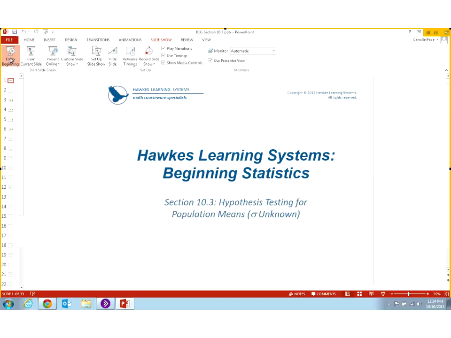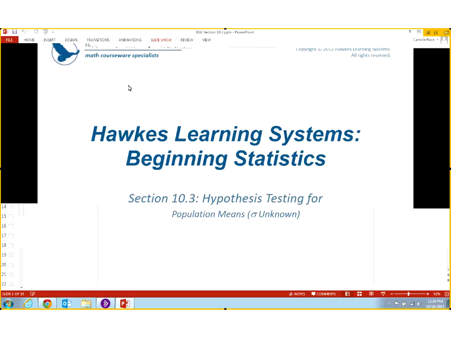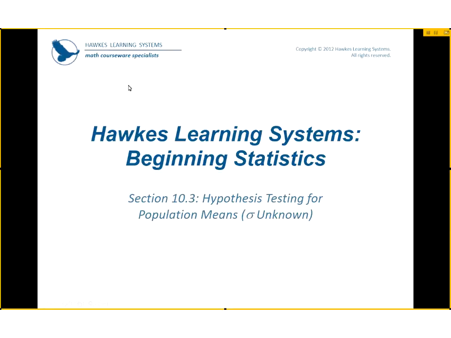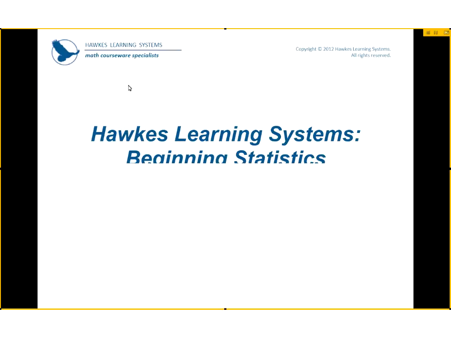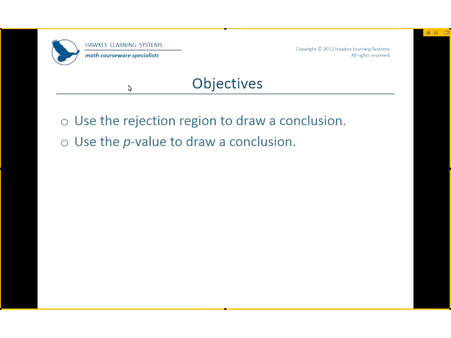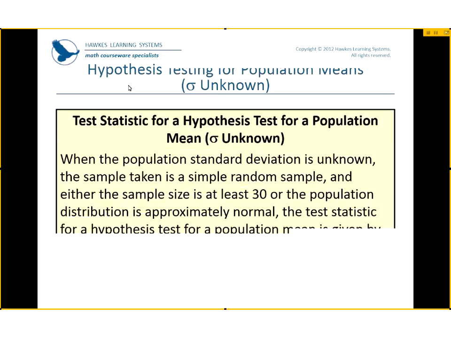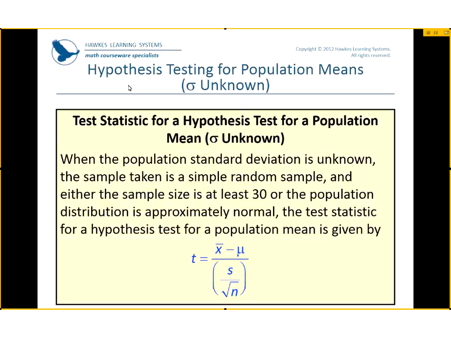So remember in 10.2 we were doing hypothesis testing for population means, but the standard deviation was known. Here it's not known. So the objective was to use the rejection region to draw a conclusion, or to use the p-value to draw a conclusion.